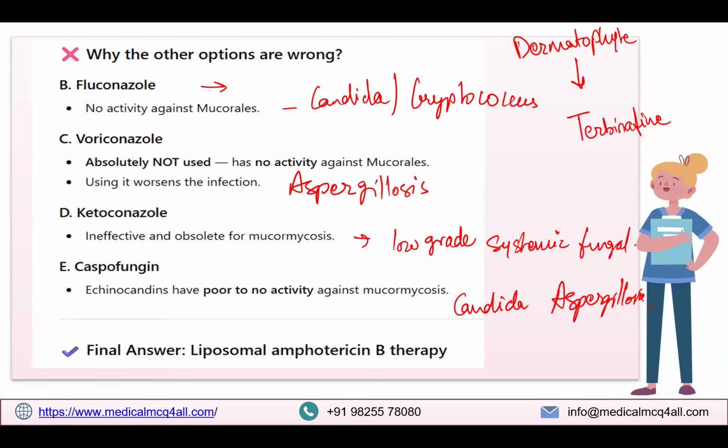Is this antifungal part clear for all of you? Yes, today everyone is very lazy. What happened? Yes, ma'am. Yes, ma'am. Yes. Okay.